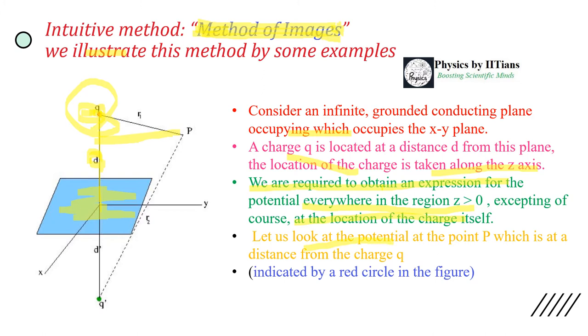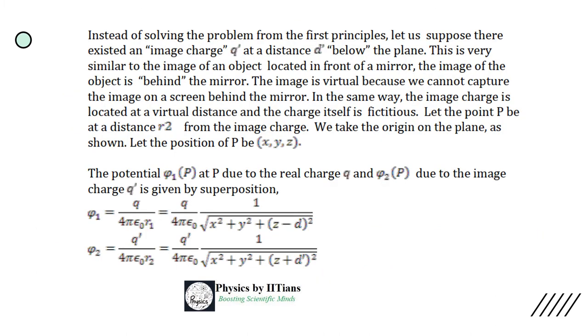So let us look at the potential at the point P. Suppose we take this point of observation as P, which is at a distance of r1 from the real charge Q, indicated by this red circle in the figure. Now, instead of solving the problem from first principles, let us suppose there is an image charge Q prime at a distance D prime below the plane. We will find out the magnitude of Q prime, and the value of D prime also.